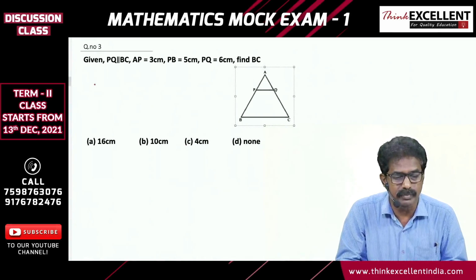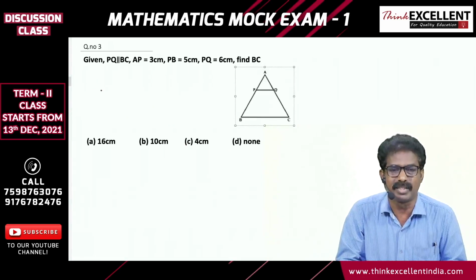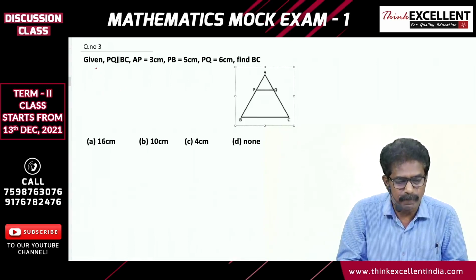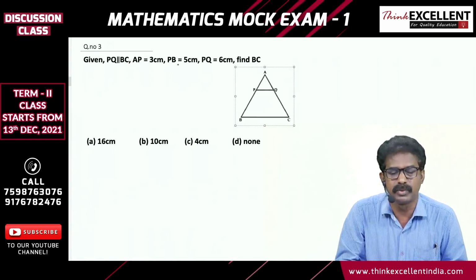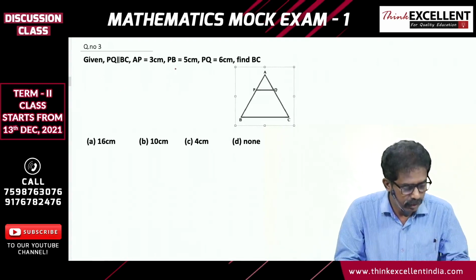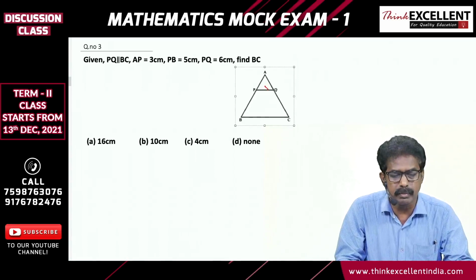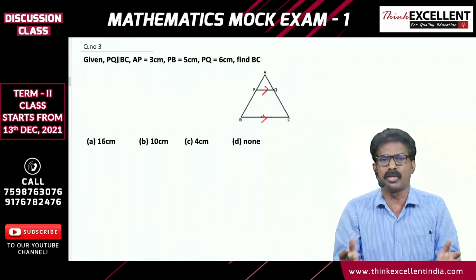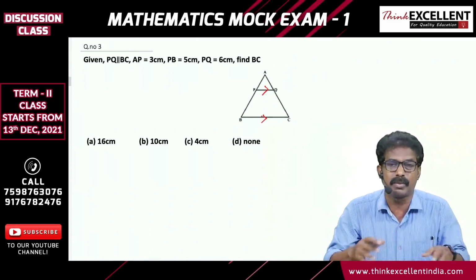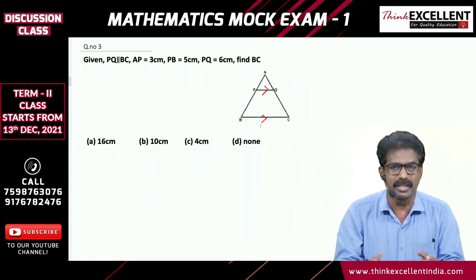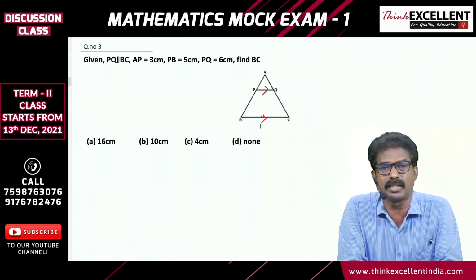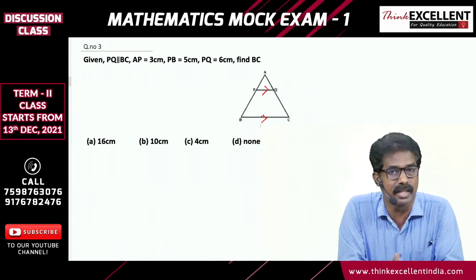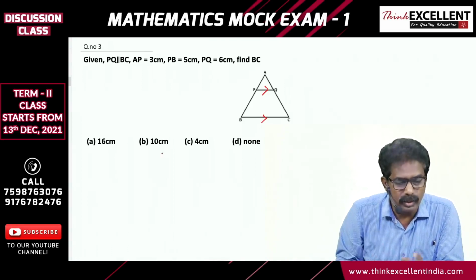Question number 3. A question in geometry, right? Okay. So listen here. See what is given. PQ parallel to BC. So one diagram is given. PQ parallel to BC. Immediately, what will come to your mind? Basic proportionality theorem, right? Two things. Sometimes we have to use basic proportionality theorem. Sometimes we have to use similar triangle. That property you have to use. Okay. So read it very carefully.